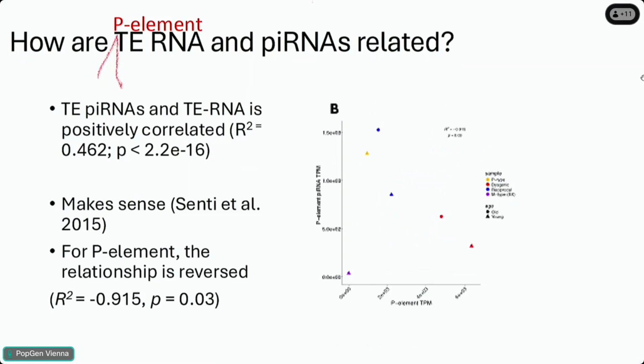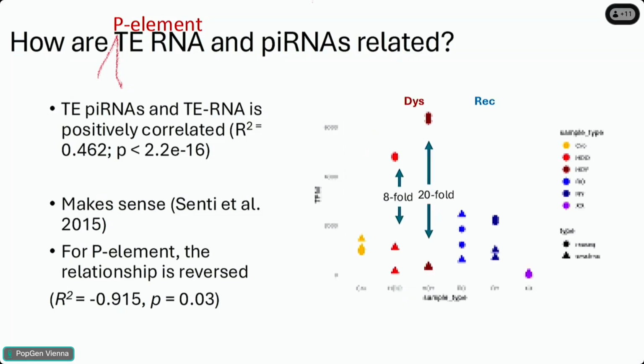However, if you look for the P-element, you instead have a strong negative correlation. So the more P-element transcript that you have, the fewer piRNAs that you have. Anyway, it's easier to see on this plot. We'll just look at this plot.